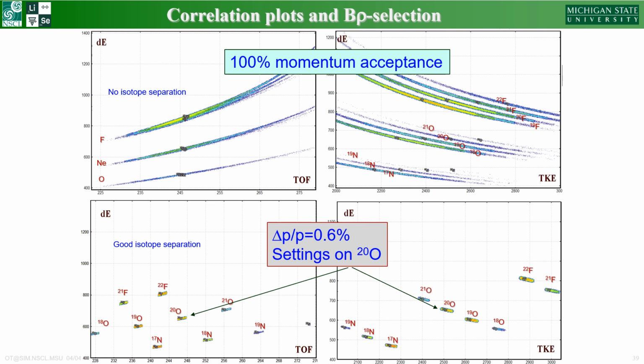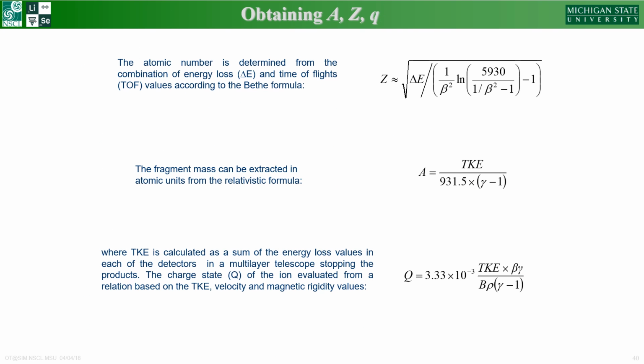The top plot shows particle identification plots in the case of full momentum acceptance. How can it be seen? It is hard to distinguish separation between masses. The situation changed with a smaller momentum acceptance of 0.6%, but we got a significantly smaller yield of the fragment of interest. Is there a way to distinguish isotope separation at a high momentum acceptance? Let's obtain the values for atomic number, mass, and charge state from the measured values of energy loss, time of flight, total kinetic energy, and magnetic rigidity using the equations shown on this page.